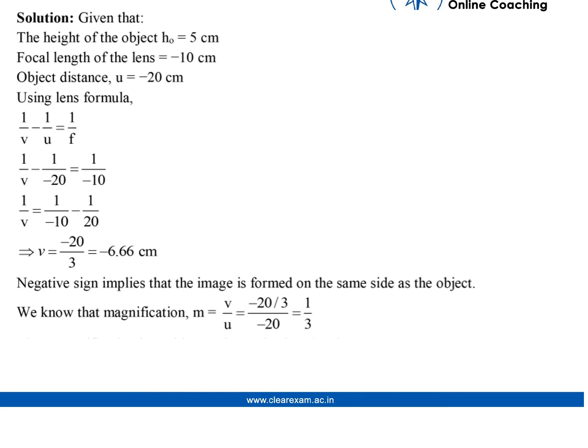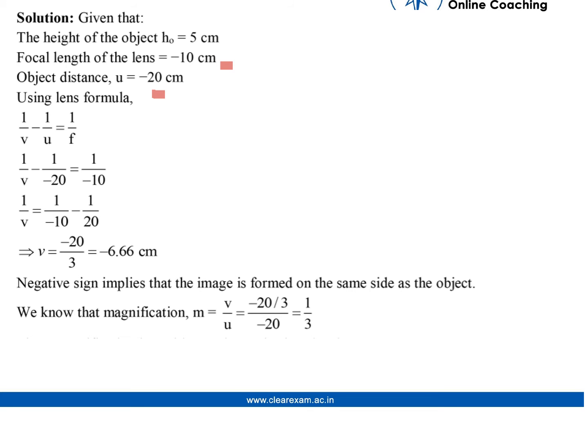Now moving towards the solution, it is given that the height of the object, which is represented by h0, is equal to 5 centimeter, and the focal length of the lens is minus 10 centimeter in case of a concave lens. So the object distance is taken as u equals minus 20 centimeter. We will use the lens formula, which is 1 upon v minus 1 upon u equals 1 upon f. We will find the v value by putting u and f, because u and f are given in the question.